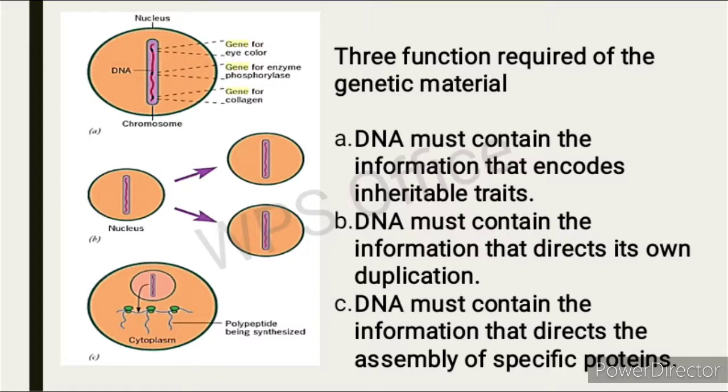The three functions required of the genetic material are shown in this figure. A: the DNA must contain the information that encodes inheritable traits. B: the DNA must contain the information that directs its own duplication. And C: the DNA must contain the information that directs the assembly of specific proteins.